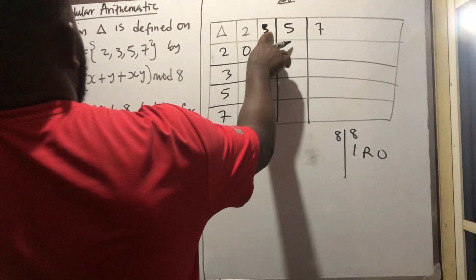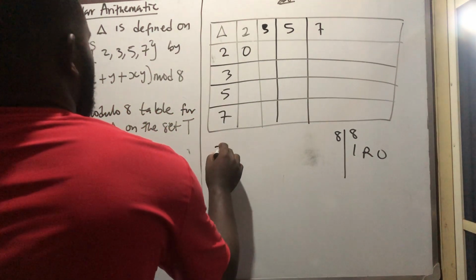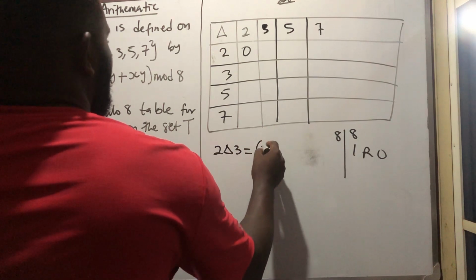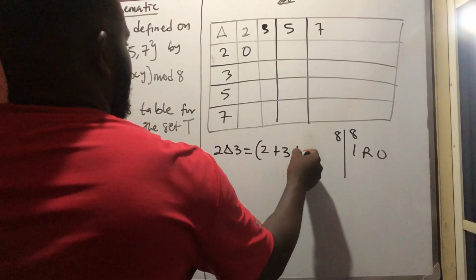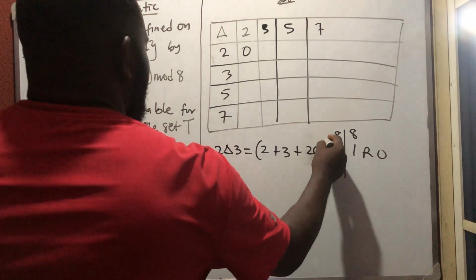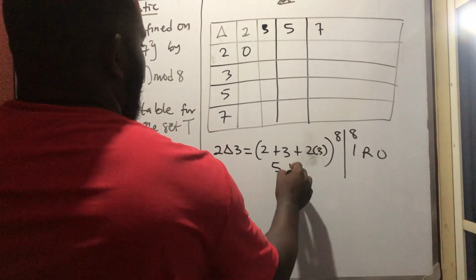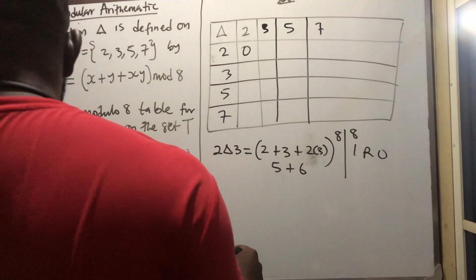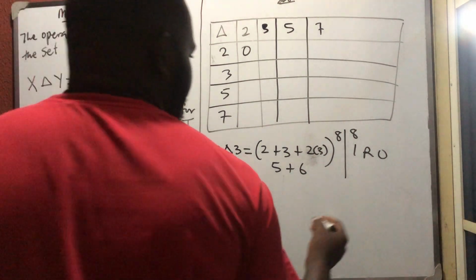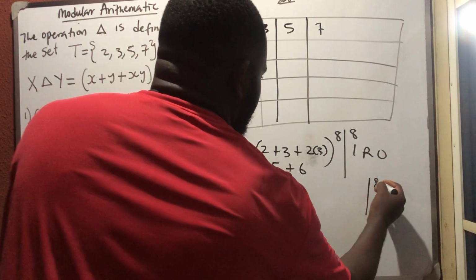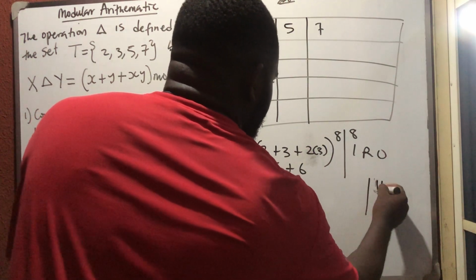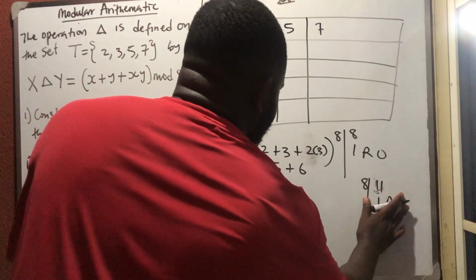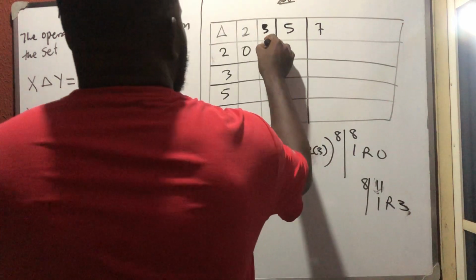2 operating on 3 means 2 plus 3 then plus 2 times 3. Okay, 2 plus 3 is 5, plus 2 times 3 is 6. 5 plus 6 will give you 11. But I cannot write 11, I'll say 8. Sorry, 11 divided by 8. I'm having 1 remainder. Is it 4 or 3? 1 remainder 3. So here is 3.